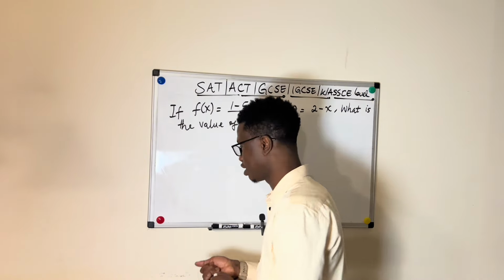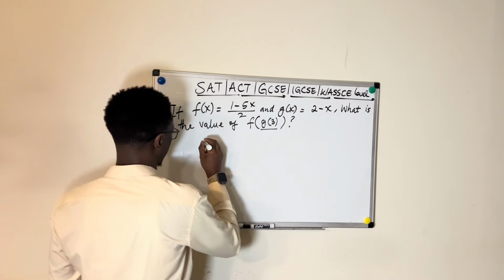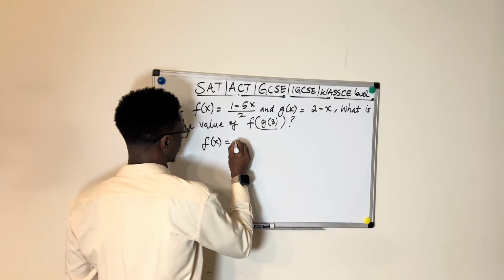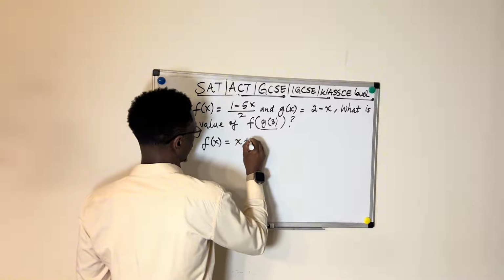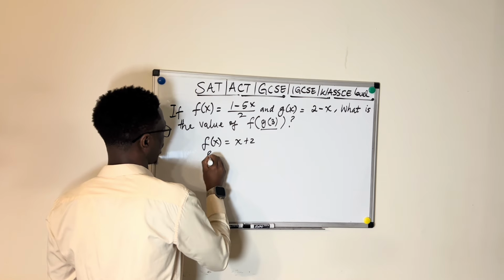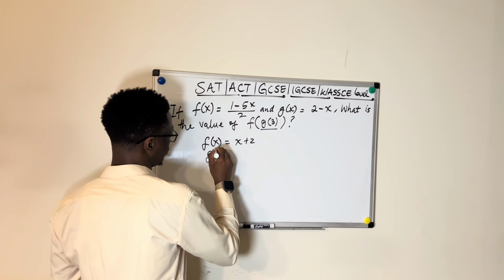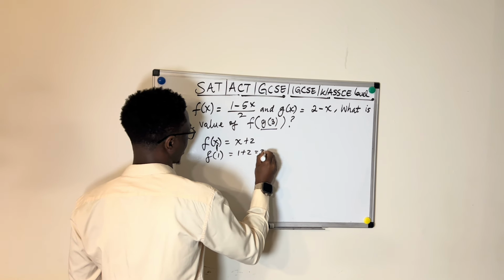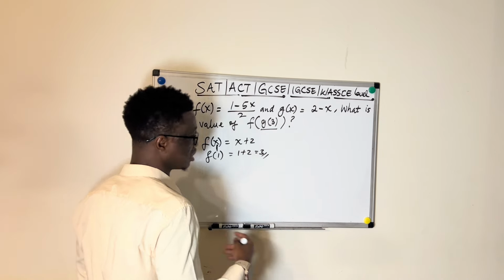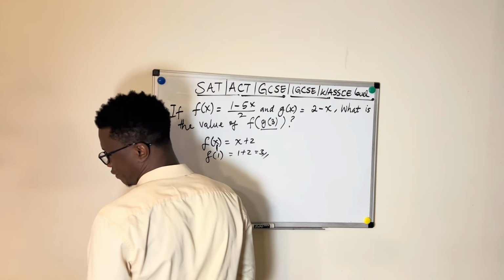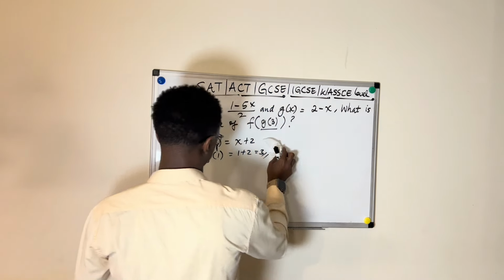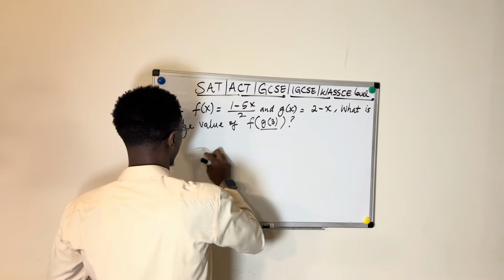For instance, if you are dealing with f of x, which is just x plus 2, and you're asked to find f of 1, it simply means you replace x. So this becomes 1 plus 2, and your answer here becomes 3. Easy as that. Once you know the basics, then you can solve most of the questions now.